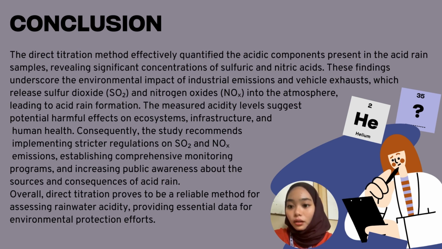These findings underscore the environmental impact of industry emissions and vehicle exhaust, which release sulfur dioxide, SO2, and nitrogen oxide, NO2, into the atmosphere, leading to acid rain formation. The measured acidity levels suggest potential harmful effects on ecosystems, infrastructure, and human health. Consequently, the study recommends implementing stricter regulations on SO2 and NO2 emissions, establishing comprehensive monitoring programs, and increasing public awareness about the source and consequences of acid rain.